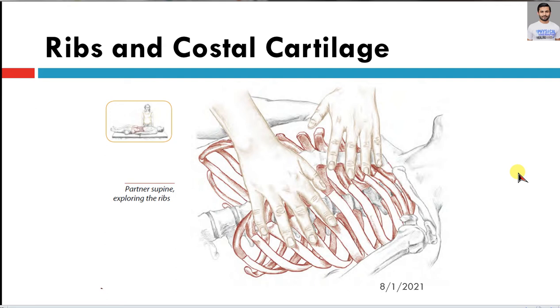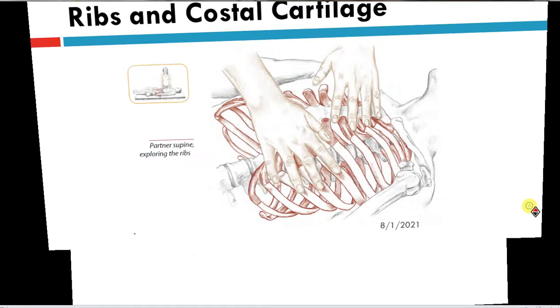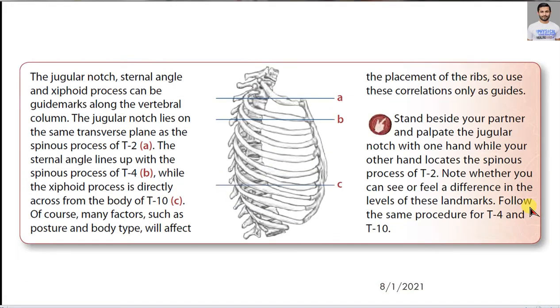Here you can see the therapist is trying to palpate for the ribs and the costal cartilages. Again, I must say the costal cartilages are much larger in the lower part as compared to the upper part. So in upper ribs, the costal cartilages are very small as compared to the lower ribs. In this picture, what you are looking at is the sternal angle. It lies in alignment with T4. The jugular notch lies in alignment with T2, and similarly, the xiphoid process comes directly anterior to T10.